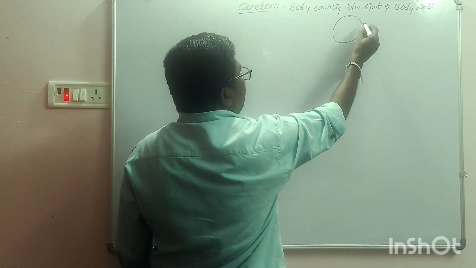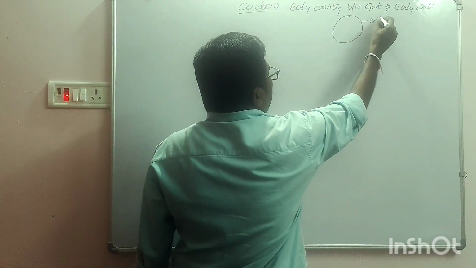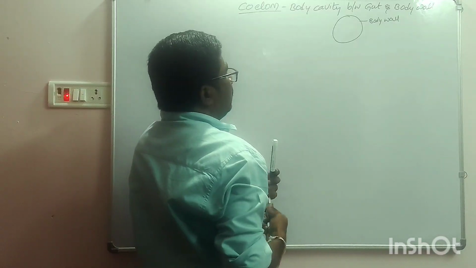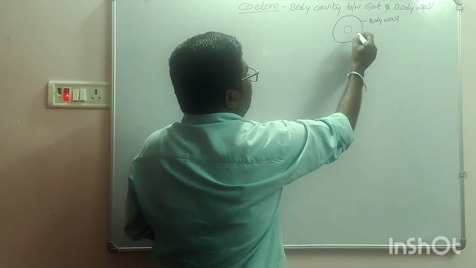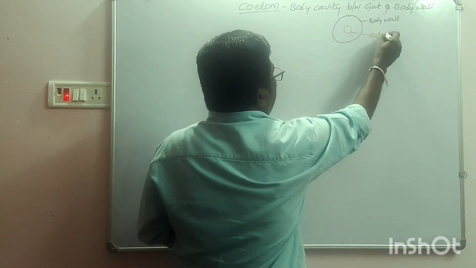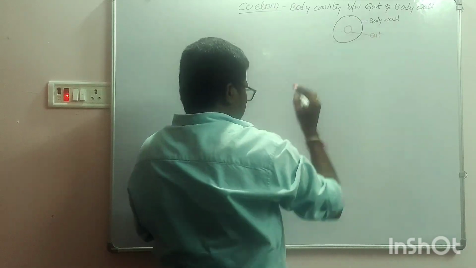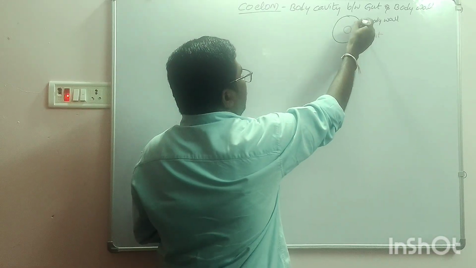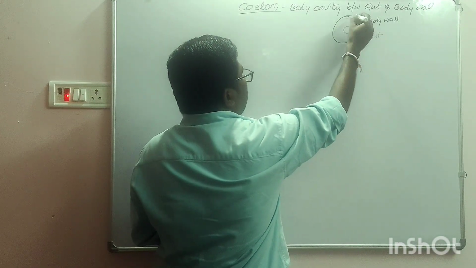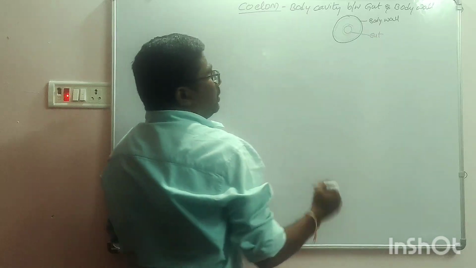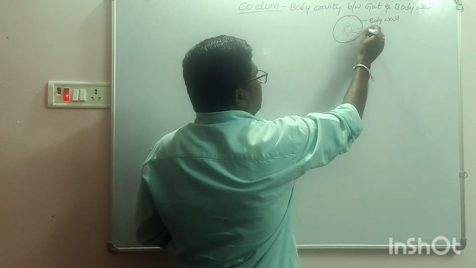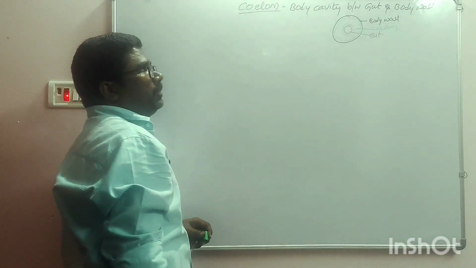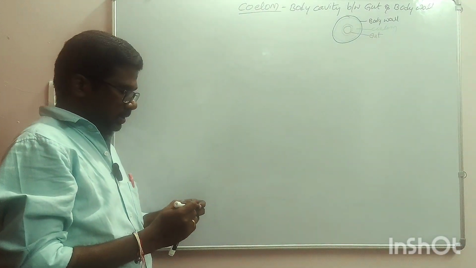So, this is the body wall, and if you think this is the gut, and this is the mesoderm. This will be the mesoderm, and in the middle the space is there. This space is called as coelom. So that is the body cavity, right?